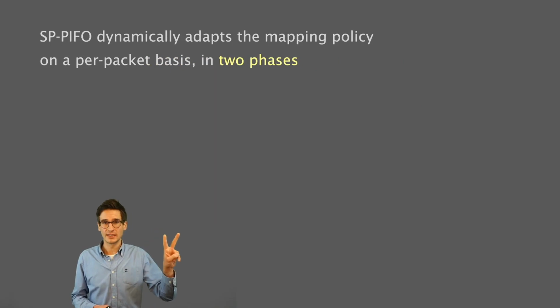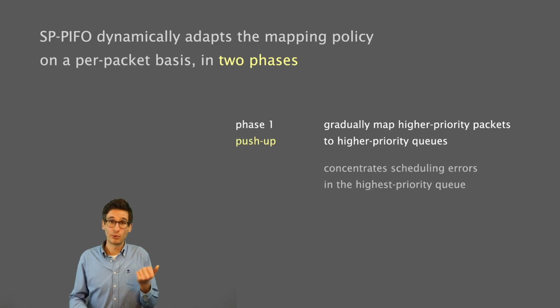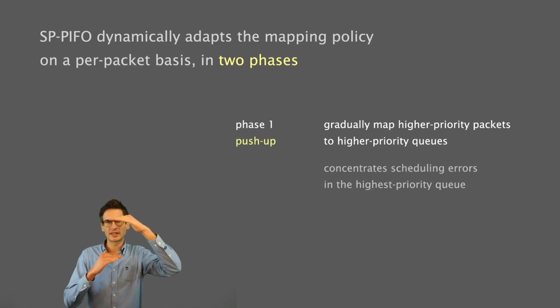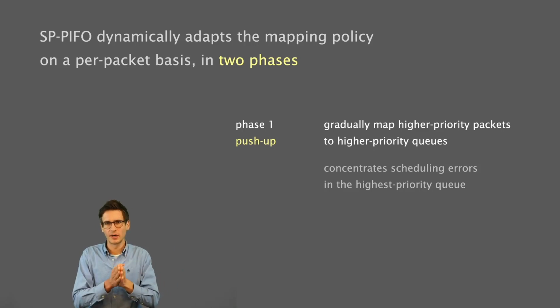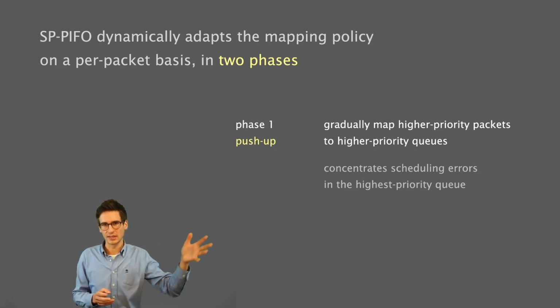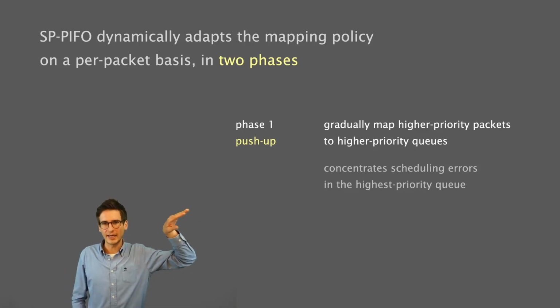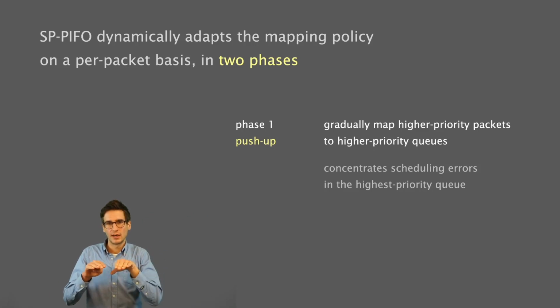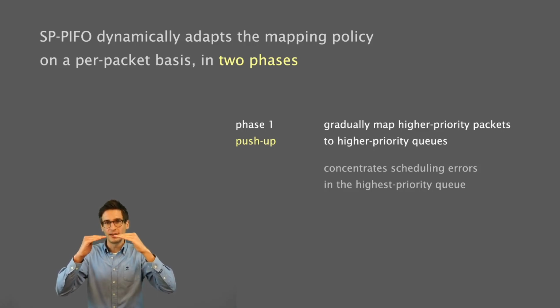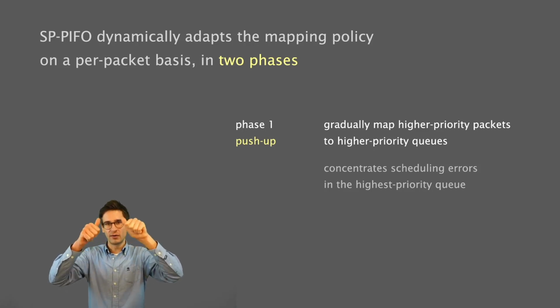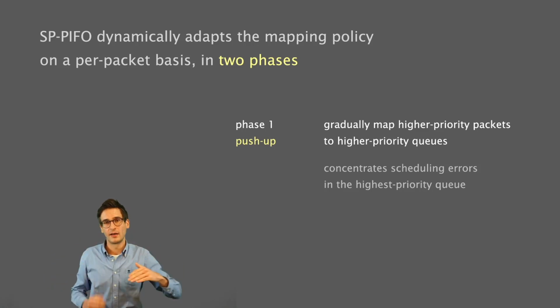There are two phases in how we adapt these indices in SP-PIFO. The first phase is the push-up phase, as we call it. So we start with all our queues with an index of 0 everywhere, and then the packets will start flowing into our system. What we do is we start to put the packets into the lowest priority queue, and then as more prioritized packets, so lower ranked packets, arrive, we start to put them into the higher priority queue. So we push up the higher prioritized packets, so lower rank, into the more prioritized queues as well.